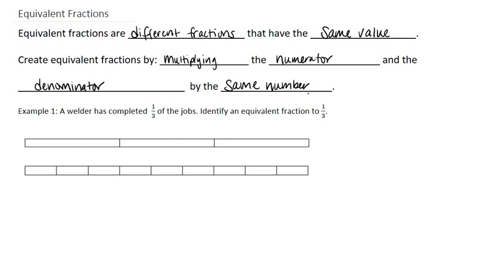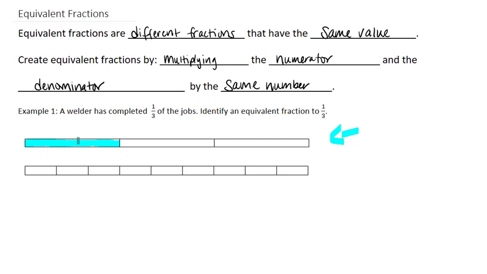So let's look at an example. Example 1: we have a welder that has completed 1/3 of the jobs. Identify an equivalent fraction to 1/3. So we could go ahead and say 1/3. In this first one, we see that there are 3 rectangles inside a big one. We say the whole thing is 1, and then we divide it into 3 parts. To represent 1/3, all we would do is draw 1 out of the 3. So this is one way to represent 1/3.